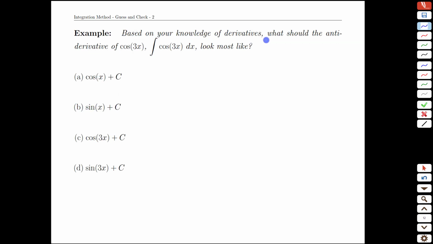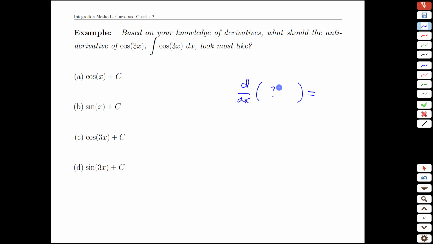So taking what you know already about derivatives, imagine trying to compute the integral of cos 3x dx, or asking yourself, what would I have to differentiate? That's really what the antiderivative question is, to get something that looks like cos of 3x. Take a moment to look at the options here, and then we'll check in.